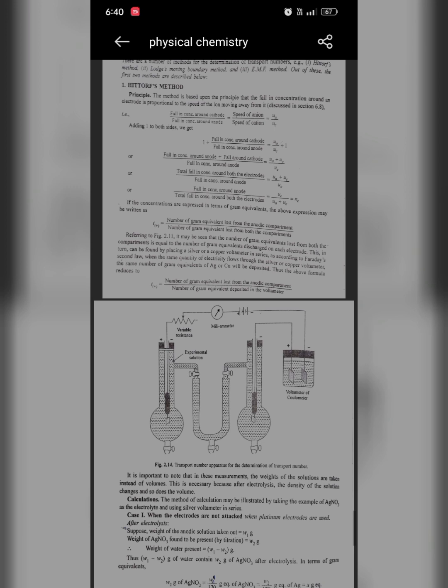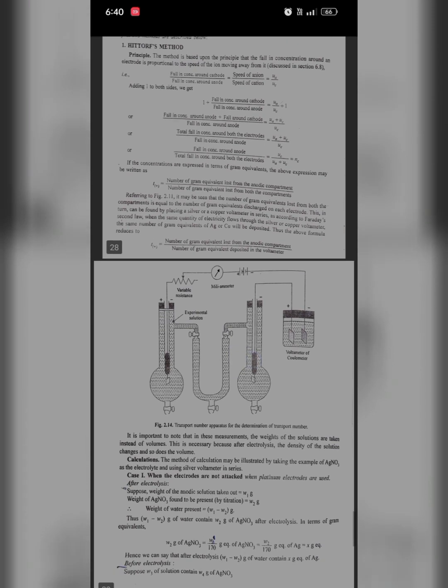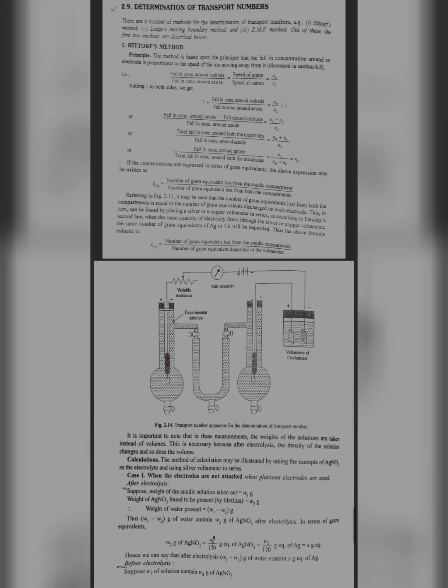Fall in concentration around cathode divided by that around anode is equal to speed of anion divided by speed of cation, which is equal to UA upon UC. Adding 1 to both sides, we get fall in concentration around cathode divided by anode, plus 1, is equal to UA upon UC plus 1. So fall in concentration around anode divided by total fall in concentration at both the electrodes is equal to UC by (UA plus UC), which is equal to NC.